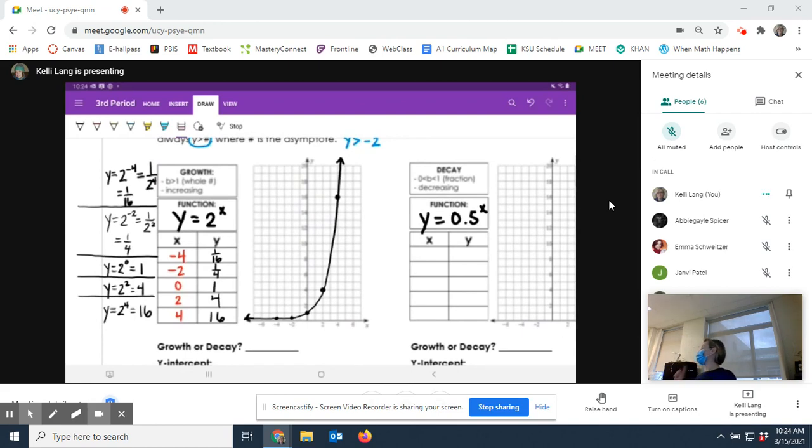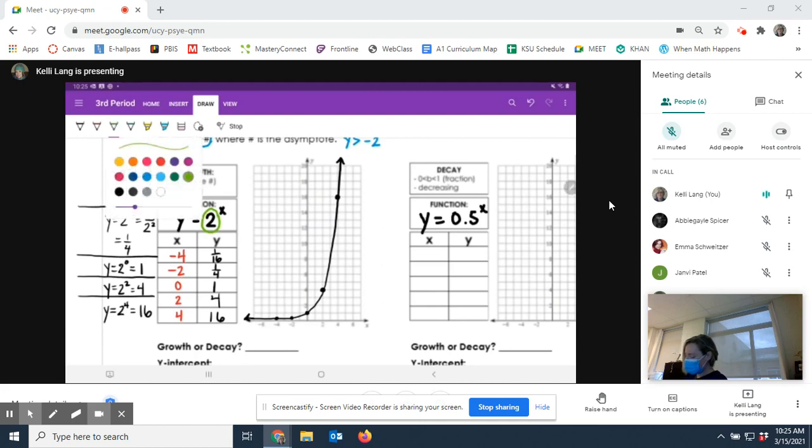Question 1, growth or decay? Is this a growth or a decay graph? And there are 2 ways to answer this question. The first way is look at your base. Our base is 2. If your base is bigger than 1, it's growth. If it's smaller than 1, it's decay. So our base is bigger than 1. This is going to be growth. That's one way to find the answer.